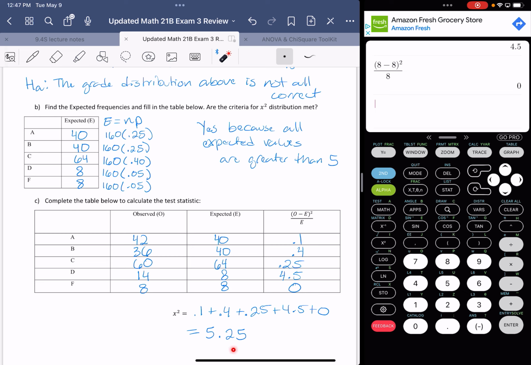Once you add them up, you should get 5.25. So we have our test statistic. Any questions up to here before I flip the page?